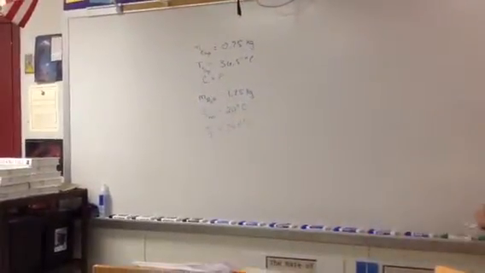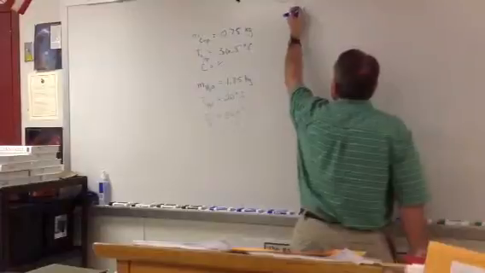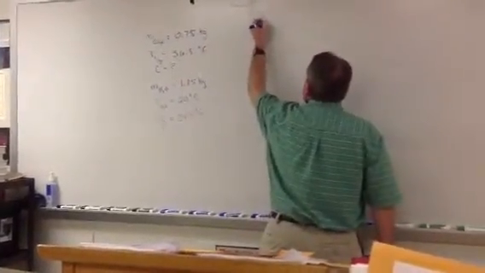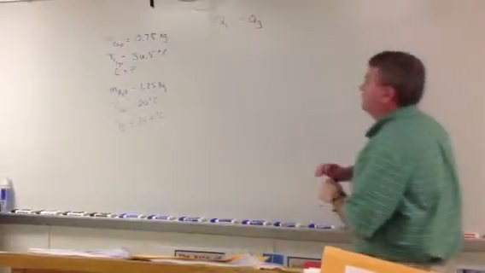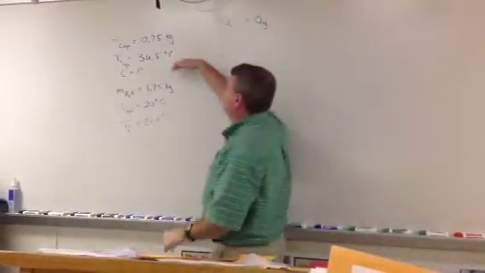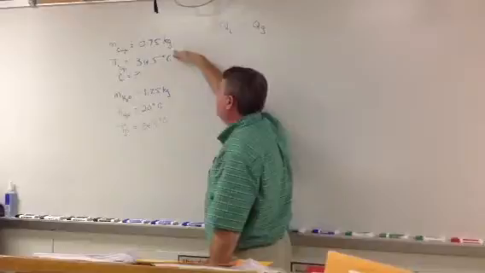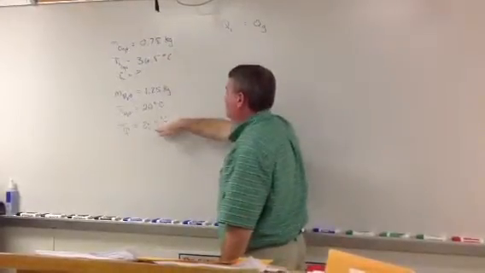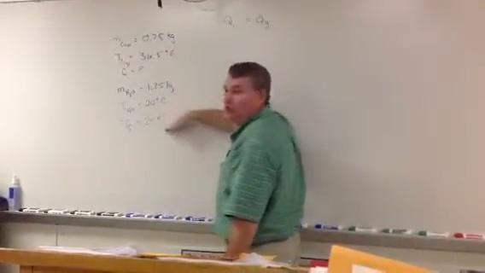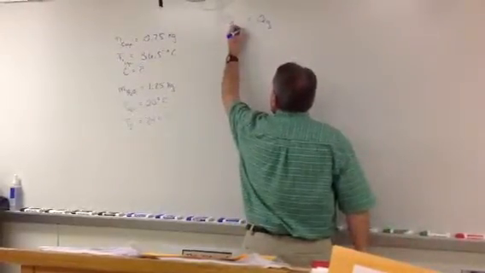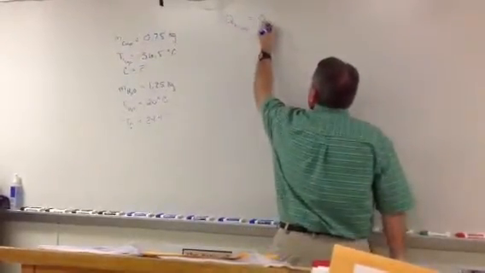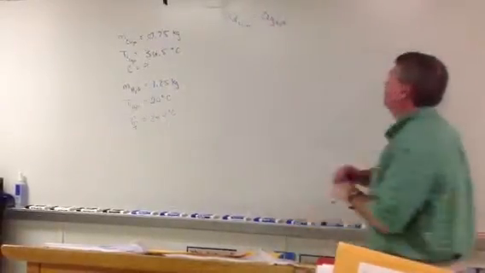Now, we always analyze this by the heat lost by something is equal to the heat gained by something else. Now, looking at the temperature changes, the cup starts out at 36.5 degrees, the final temperature is 24.4, so the cup is losing heat. The cup is the heat lost, so the water is gaining heat.